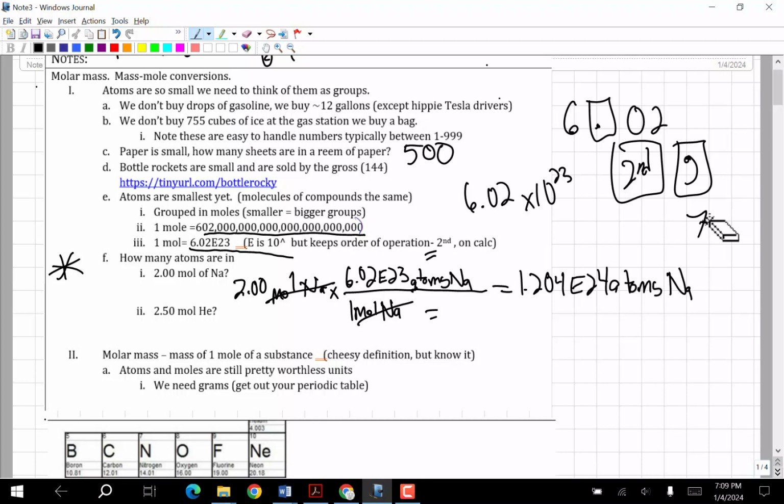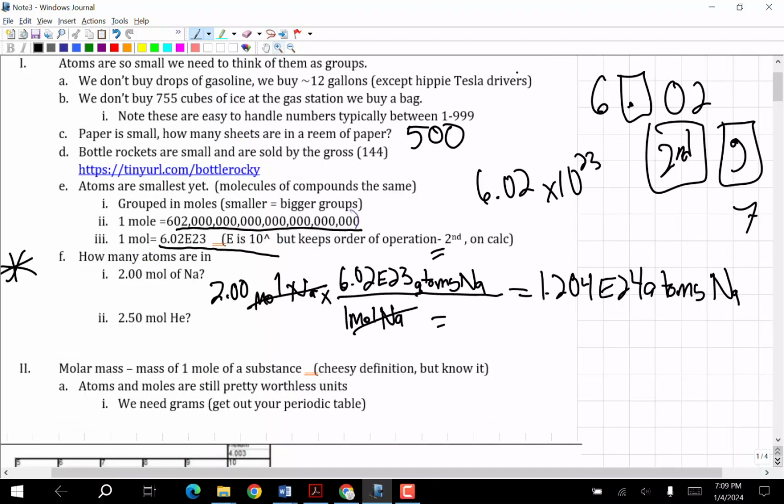What if I have 2.5 moles of helium? All right, so I'm going to zoom in a little bit, and I'm going to make my pen a little skinnier. And if I have 2.50 moles of helium, same thing. I want to cancel moles of helium, so I put moles of helium on the bottom. Remember, diagonal things will cancel. And I'm going to put 6.02 E23 atoms of helium.